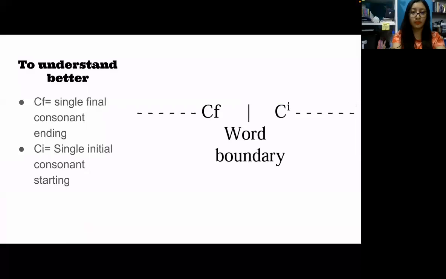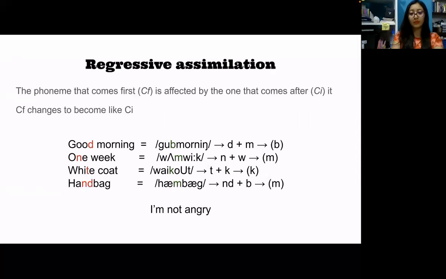Okay, so now to understand better what we're going to talk about next, let's first make clear these terms. CF, which is a final consonant, you see in this diagram, there's a line, and then we have a CF. That's the last sound of the first word. And then the CI, which comes next, is the first sound of the word that's coming next. So that's single final consonant and single initial consonant. That's important to understand. Now that we have seen that, we can explain what is regressive assimilation.